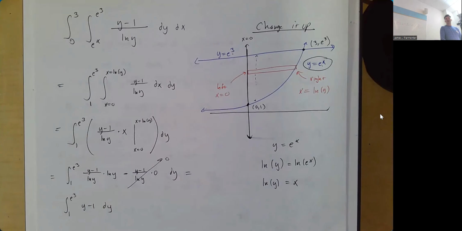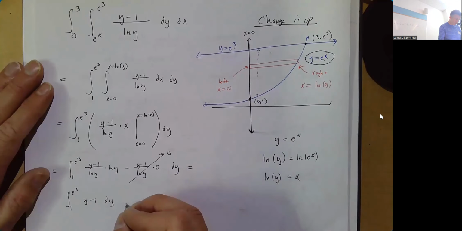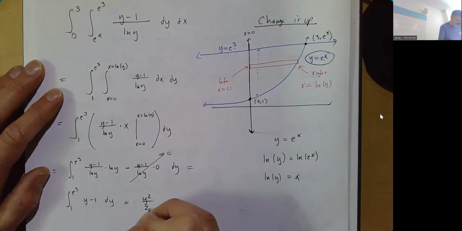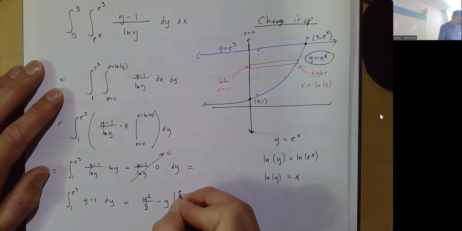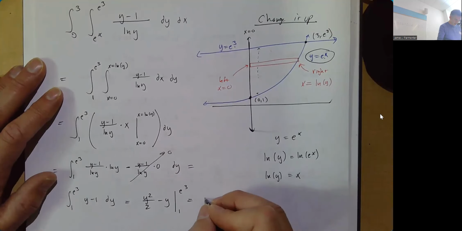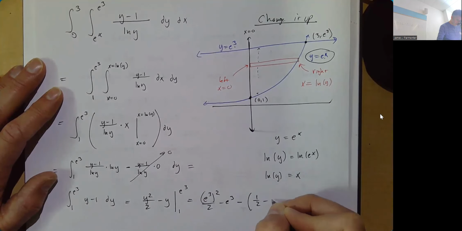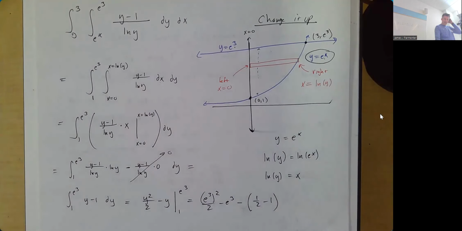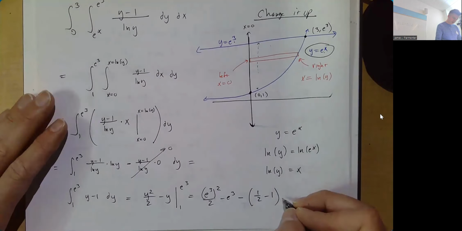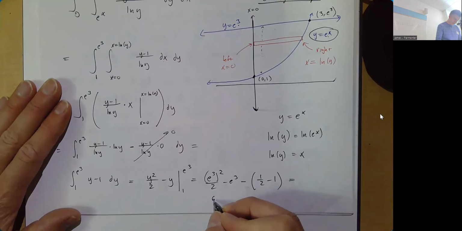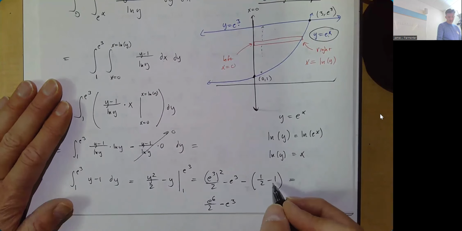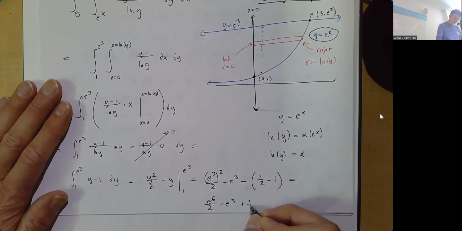I feel like I shouldn't even write the rest because the rest is really straightforward. I'm going to write it anyway: you get y squared over 2 minus y from 1 to e cubed. Plugging in, you get e cubed squared over 2 minus e cubed minus (1 over 2 minus 1). And if you really wanted to simplify this, you could write it as e to the 6th over 2 minus e cubed. 1/2 minus 1 is negative 1/2, so plus 1/2.